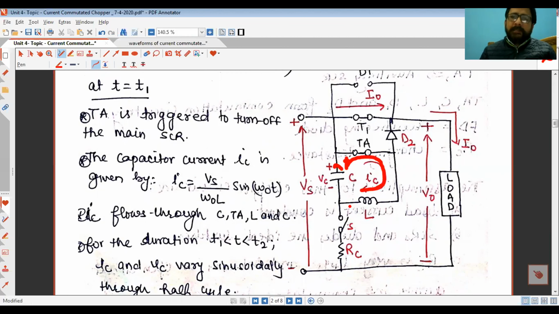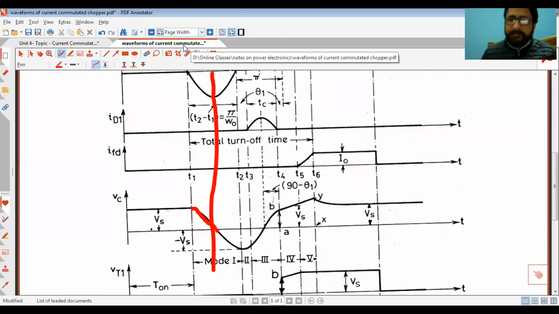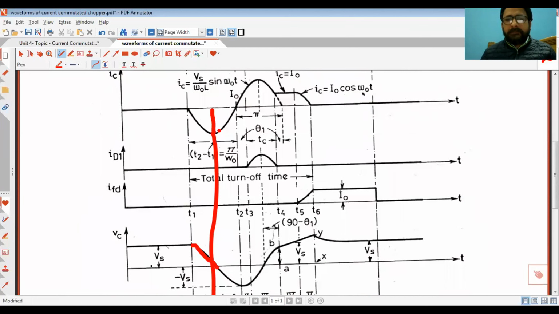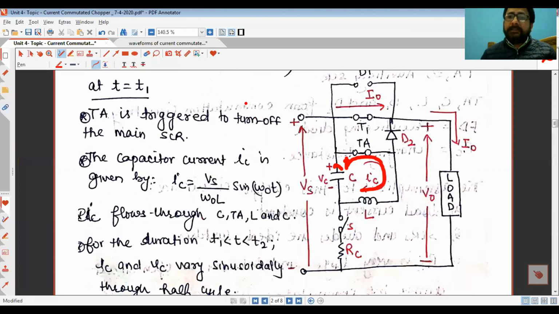Now since this current is a resonating current, it will keep on rotating in the same direction, because of the characteristic of the inductor L and capacitor C basically. So now the capacitor current will tend to reduce in the reverse direction, meaning the capacitor starts getting charged with the opposite polarity. This current keeps on rotating. Now at some point of time the capacitor will charge with plus and minus.